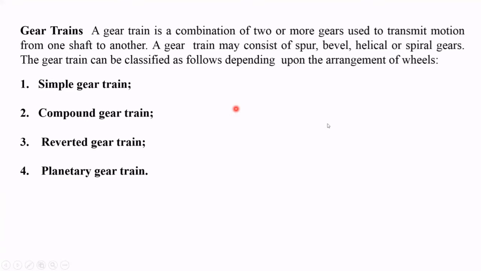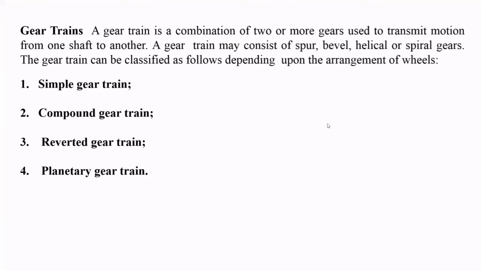Now we are in mechanical actuating systems. We have already completed different types of mechanisms, inversions of mechanisms, and cam mechanisms, and about gears in previous classes. Today we will discuss gear trains.